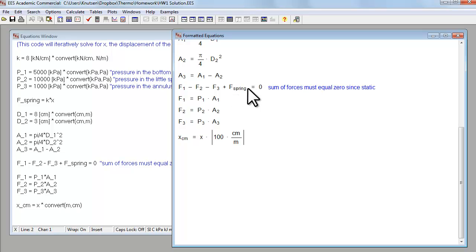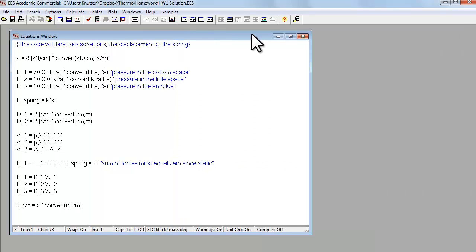And it does a couple of other things. I can include my comments along each of the force balances. So again, two of the most useful things about this code are that it will iteratively solve. It'll recognize a variable that it doesn't know, and it will iterate and solve for that variable numerically. And it does a real nice job of unit handling.